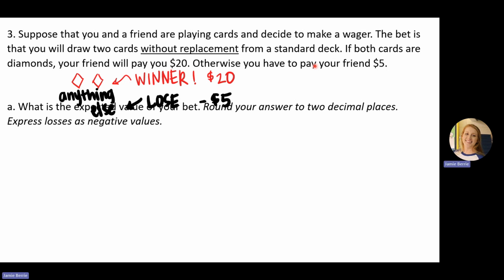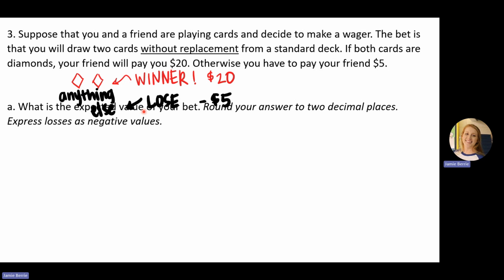All right, so we're supposed to be finding the expected value of this bet. The expected value, which is the mean of your bet. Oh, and that just reminds me, I forgot to show y'all how to calculate the expected value by hand. So I'll do that here. Find the expected value, round your answer to 2 decimal places, express losses as negative values. 2 decimal places makes sense here because it's talking about money. So money, we always do 2 decimal places.